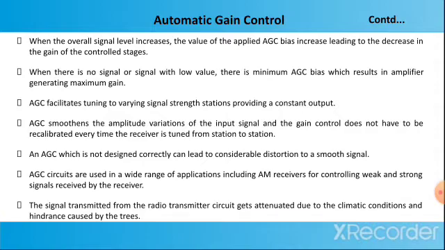AGC smoothens the amplitude variations of the input signal, and the gain control does not have to be recalibrated every time the receiver is tuned from station to station. An AGC which is not designed correctly can lead to considerable distortion of a smooth signal. AGC circuits are used in a wide range of applications, including AM receivers, for controlling weak and strong signals received by the receiver. The signal transmitted from the radio transmitter circuit gets attenuated due to climatic conditions and hindrance caused by trees.